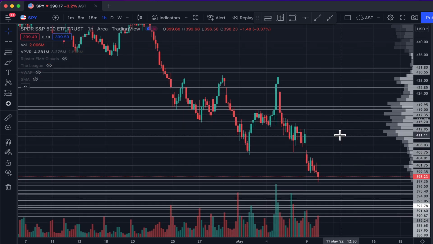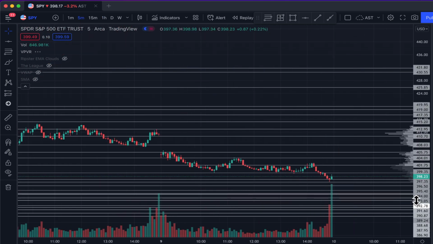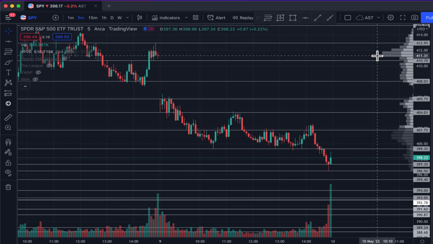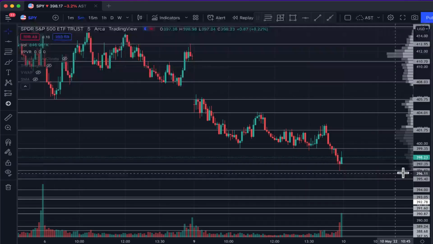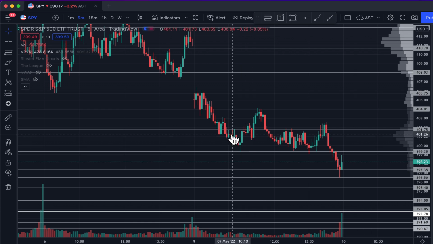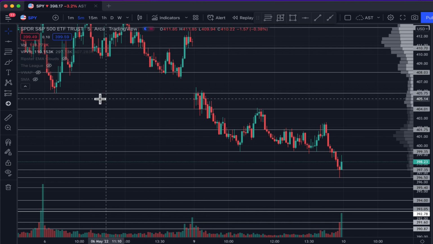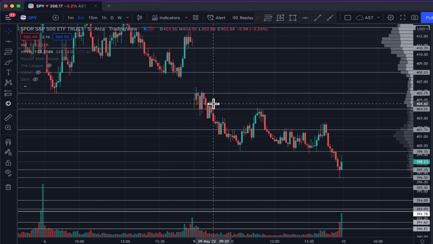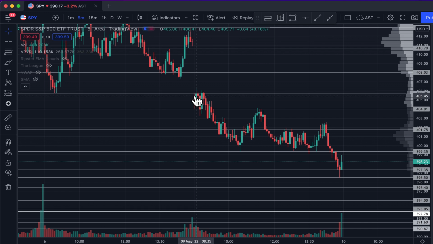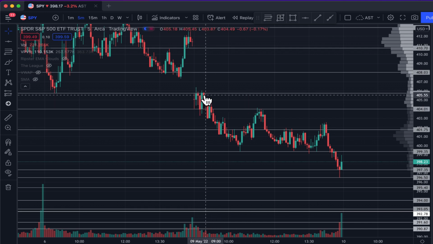So what I'm looking at here, and I'll go back to the 5 minute, how could we have played these levels? To me, now that I have them mapped out, I know that filling the gap down to the previous low of day, we should have known that was an important level. I mean, we opened here, went up and tested it 3 or 4 times, so that's obviously relevant.